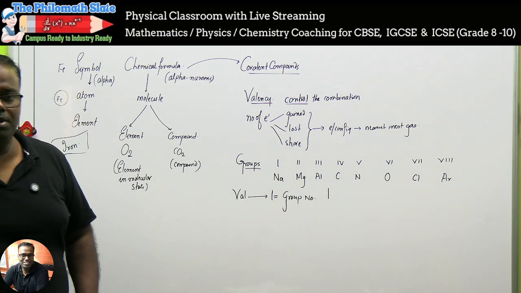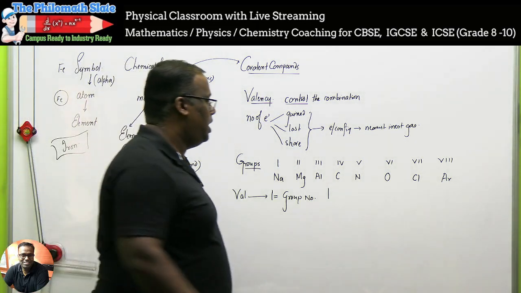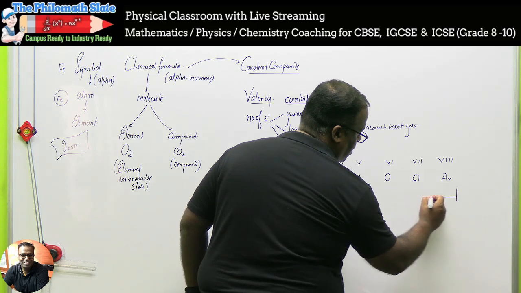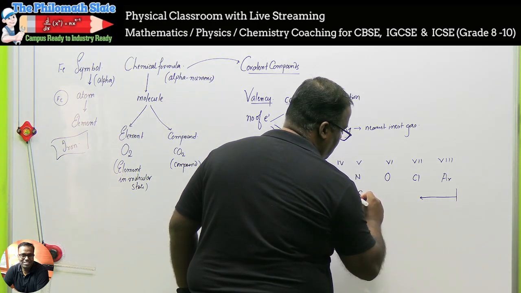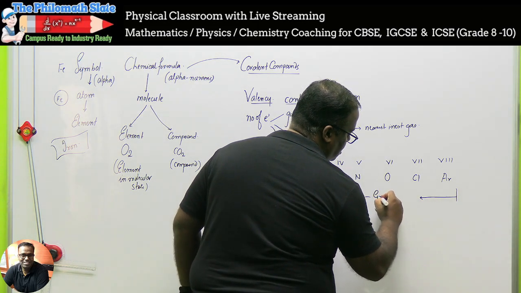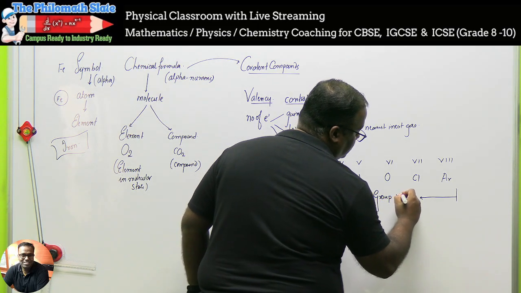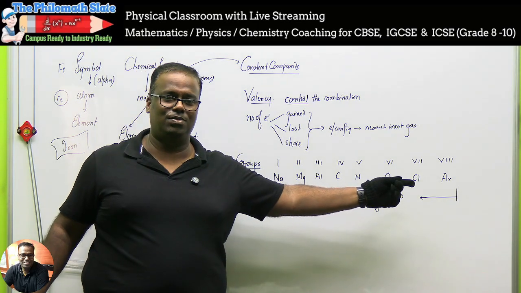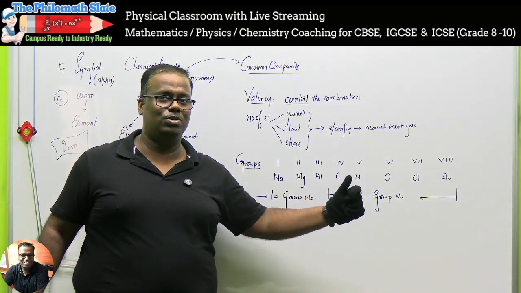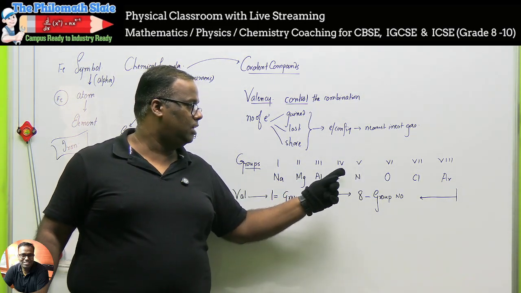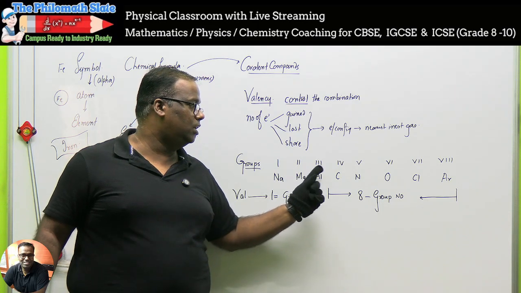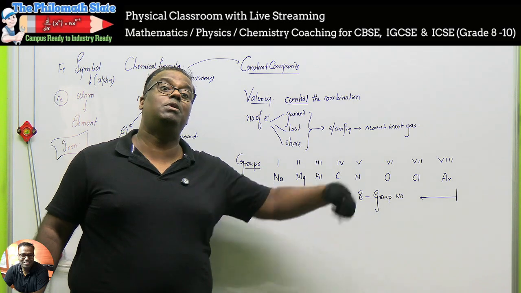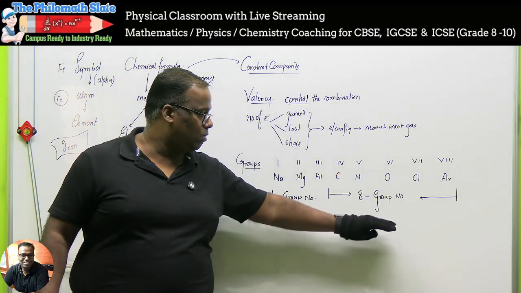The valency is same as group number. And from here onwards, from here till here, the valency is 8 minus group number. Now this is very unique for IGCSE because you all understand the groups as 1, 2, 3, 4, 5, 6, 7, 8, whereas the modern periodic table goes as 1, 2, 3. Here it will be 1, 2, here it will be 13, 14, 15, 16, 17, 18. There we write group number minus 10. Okay? So it will be 8 minus group number.